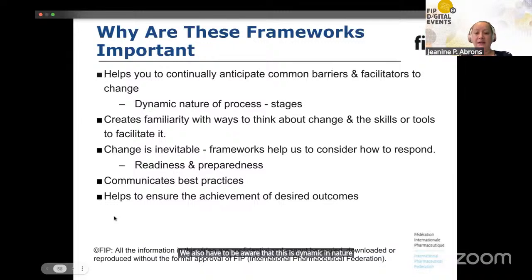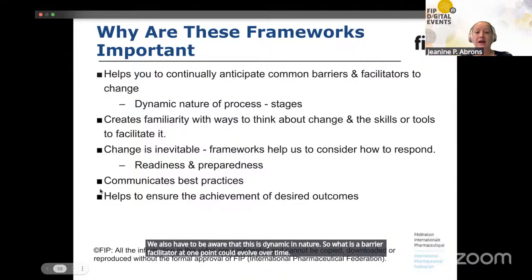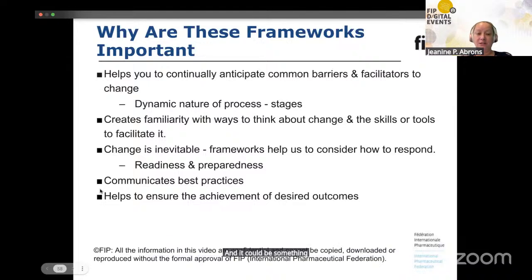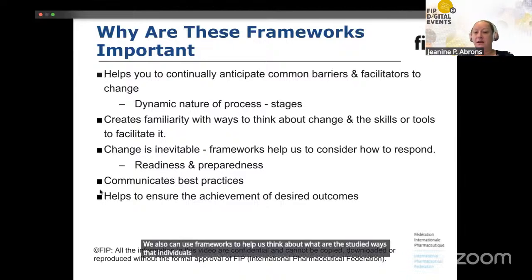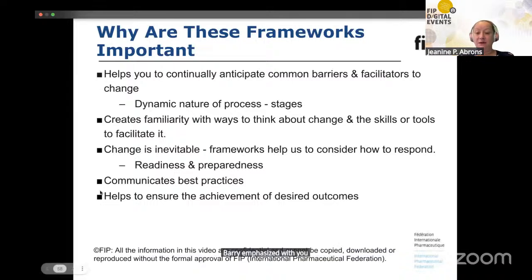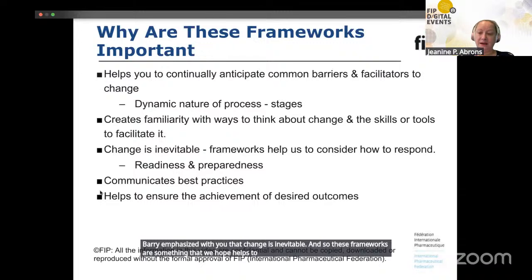So what is a barrier or facilitator at one point could evolve over time and change in relative importance. We also can use frameworks to help us think about the studied ways that individuals go about thinking about change or developing skills to be able to impact change, and we can become more familiar with that. Barry emphasized with you that change is inevitable. And so these frameworks are something that we hope helps to enhance your readiness and your preparedness.